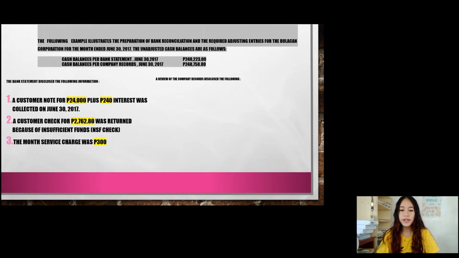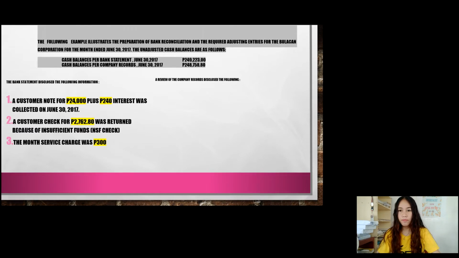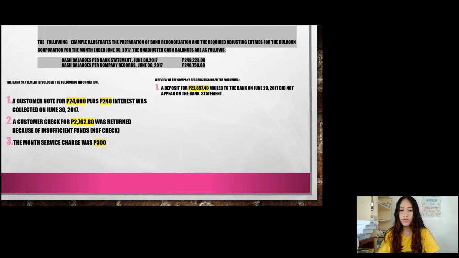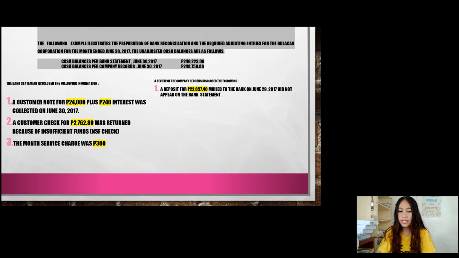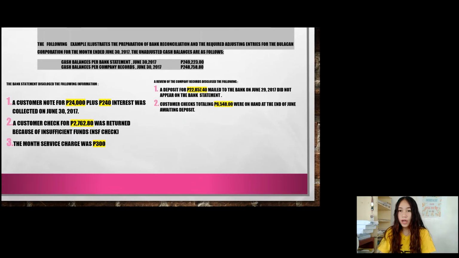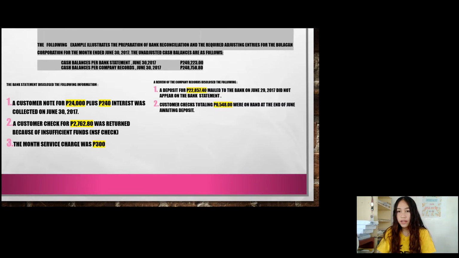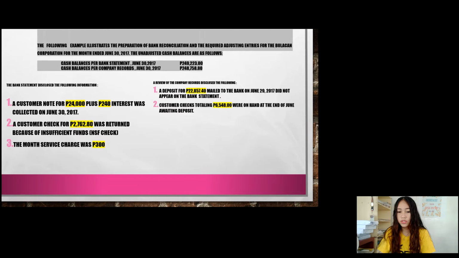We also have here the review of company records, which disclosed the following. First, a deposit for 22,857.40 pesos mailed to the bank on June 29, 2017 did not appear on the bank statement. Second, customer checks totaling 6,548 pesos were on hand at the end of June awaiting deposit.